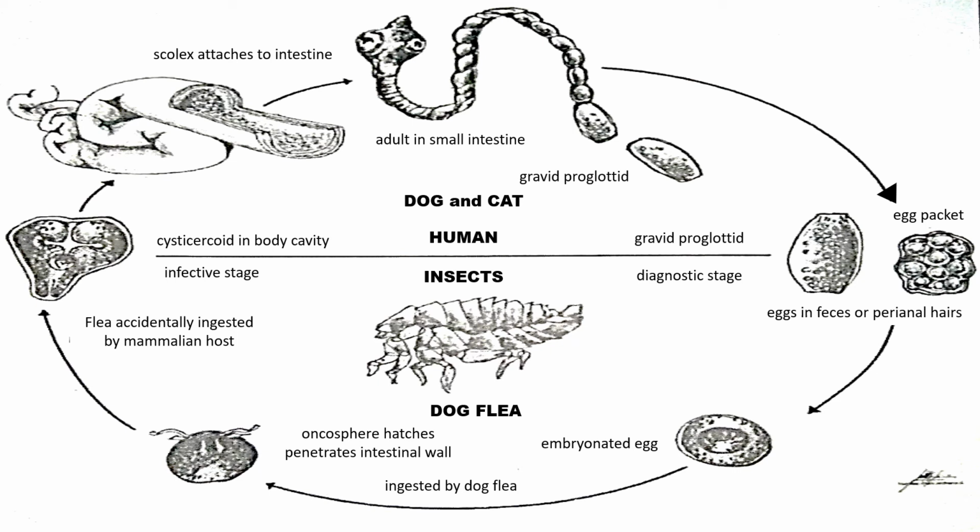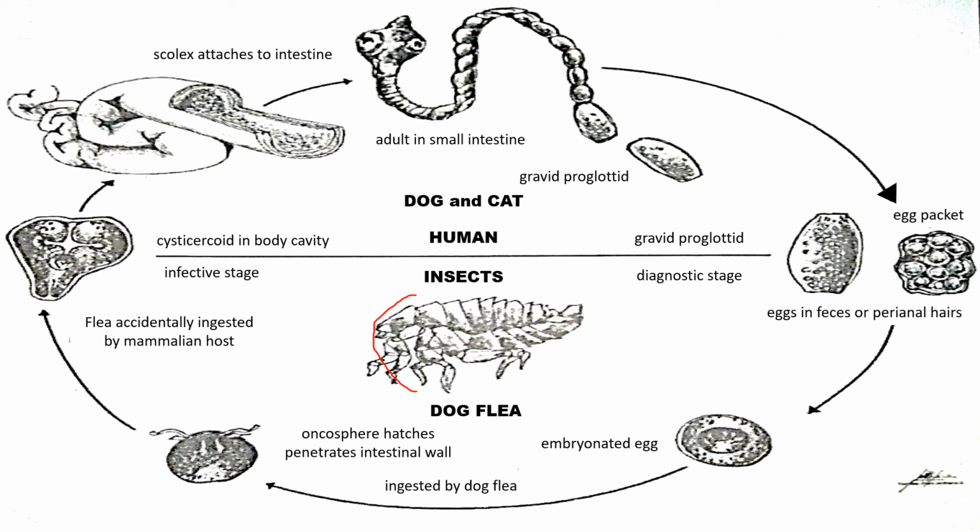So the gravid proglottids are passed out intact in the feces or emerge from the perianal area. Egg packets containing embryonic eggs are ingested by the larval stages of the flea. So the oncosphere will hatch from the eggs and will penetrate the intestinal wall of the flea, or the larval flea.